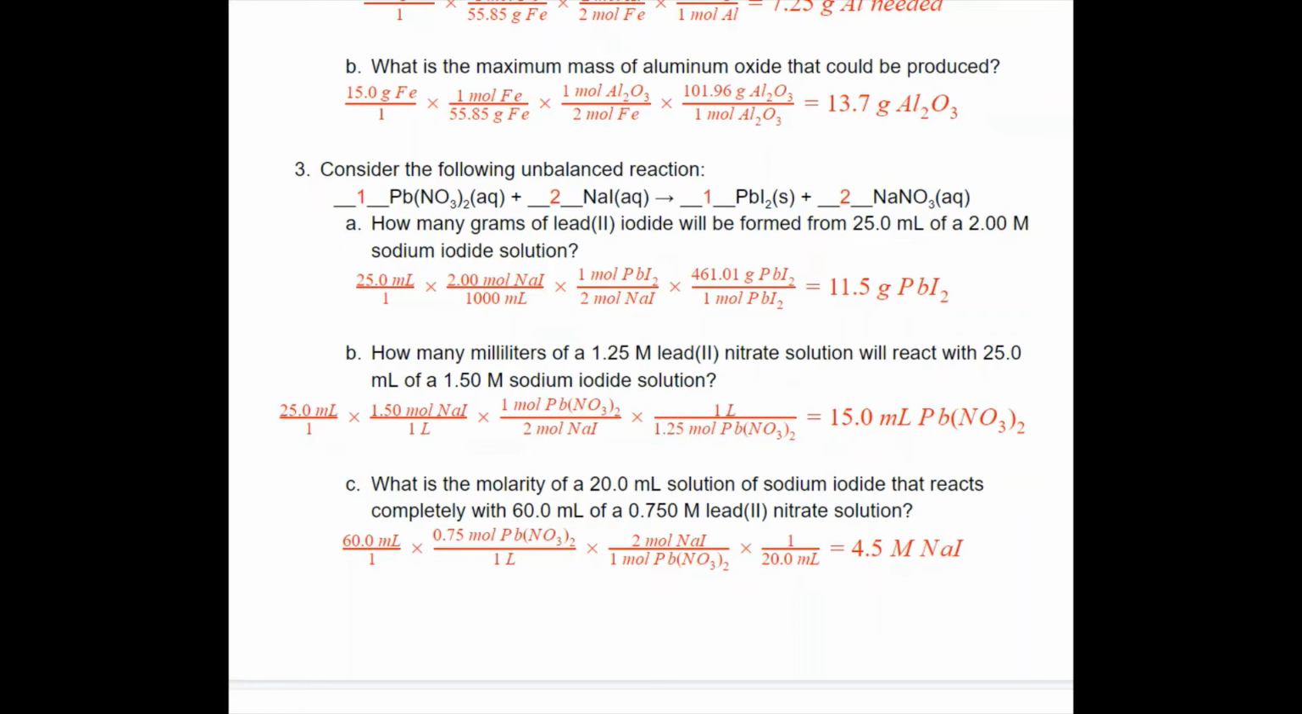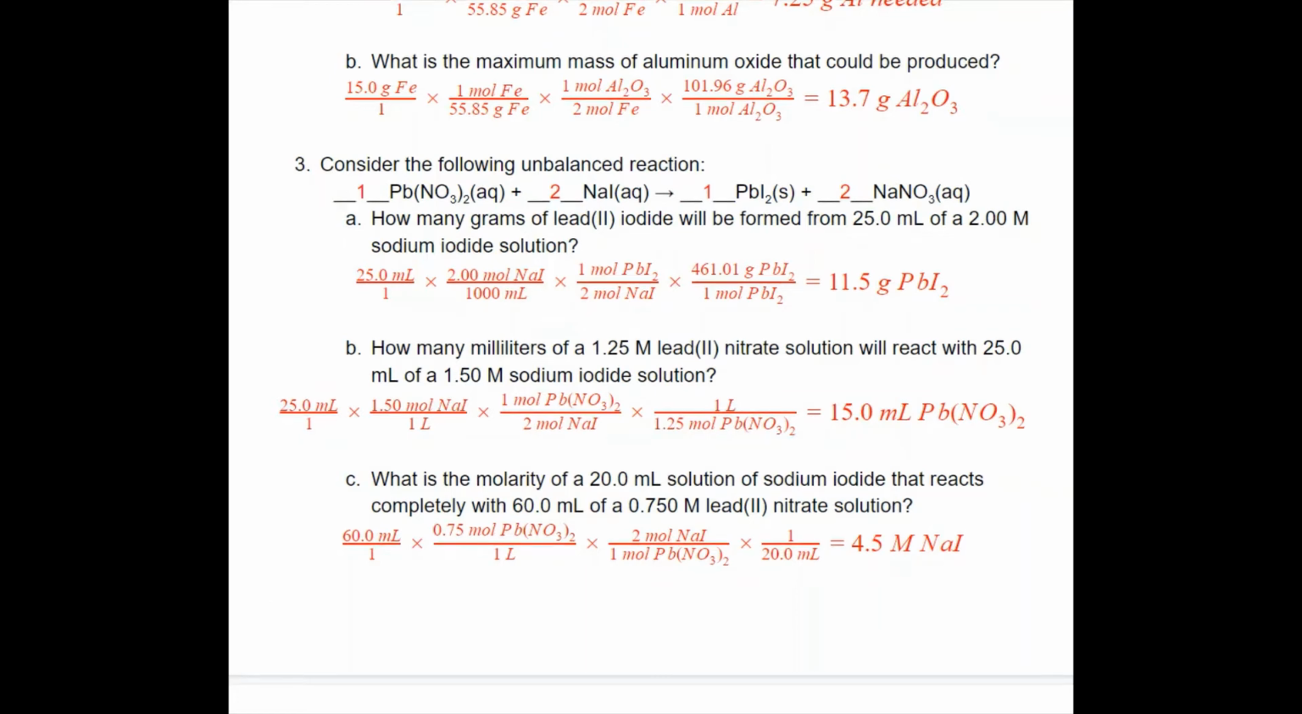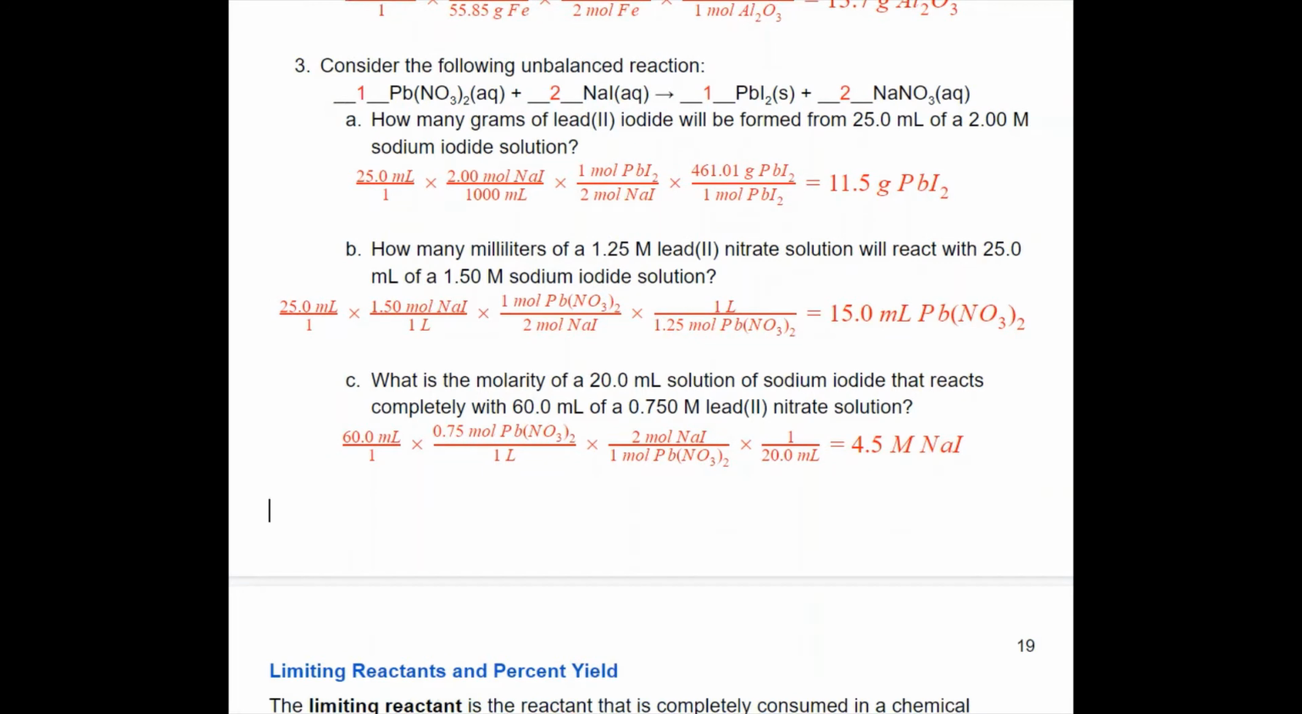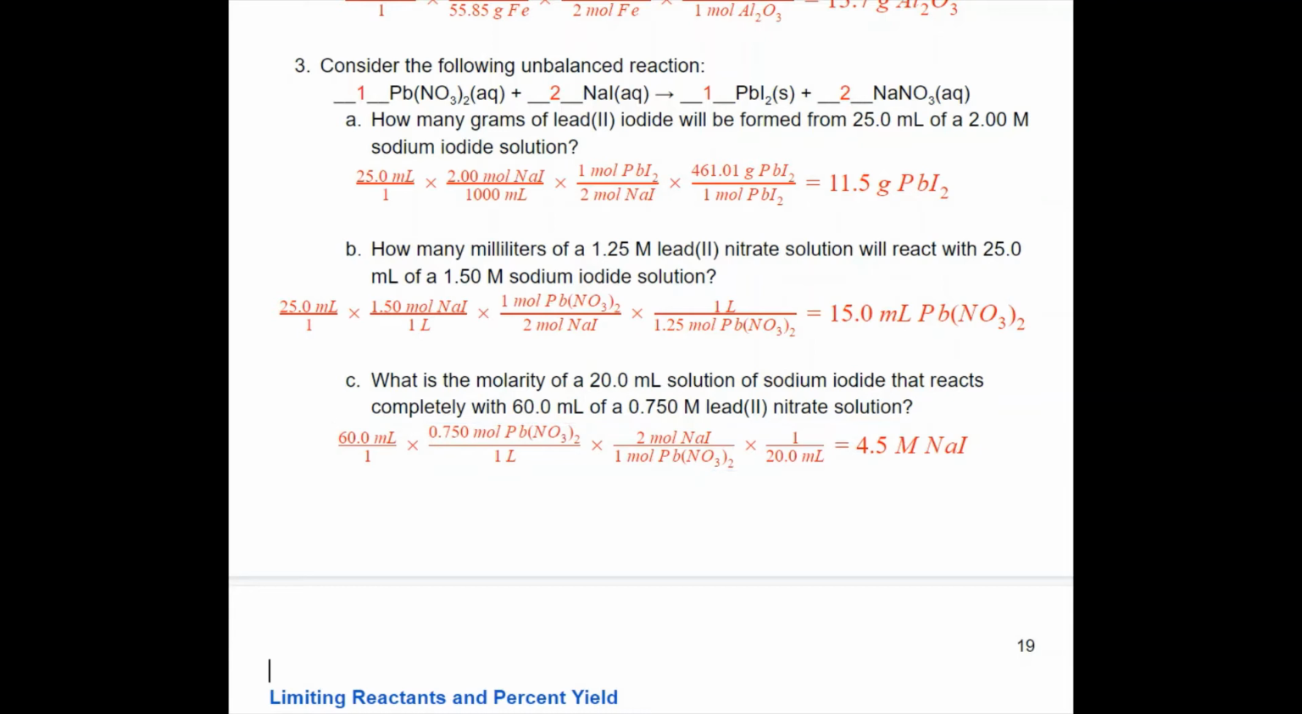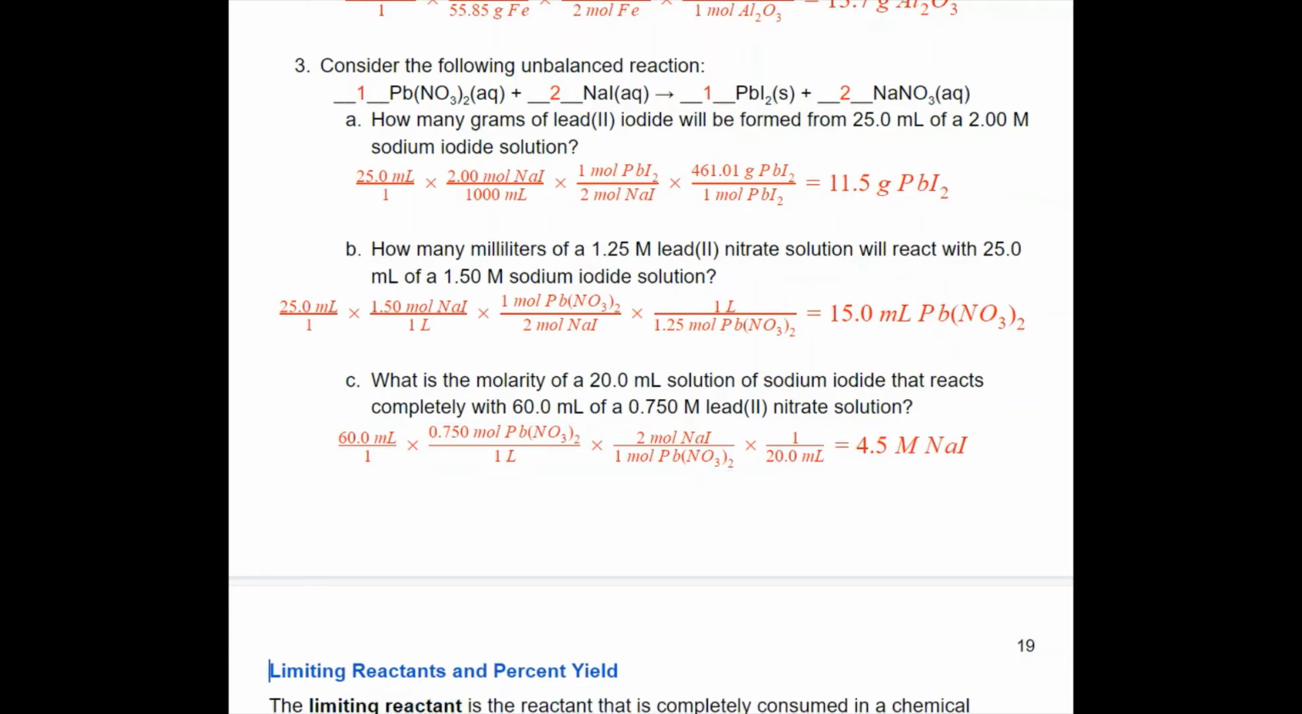What's the molarity of 20 milliliters of sodium iodide that reacts completely with 60 milliliters of 0.750 molar lead-2 nitrate solution? So I'm going to first convert into moles of my lead-2 nitrate solution here by multiplying my volume by the molarity. So when I do that, that gets me moles of lead nitrate, use a mole ratio, and then if I divide by my volume here, the 20 milliliters cancels out with 60 milliliters, so the only thing we're left with is moles of NaI per liter, which is molarity.